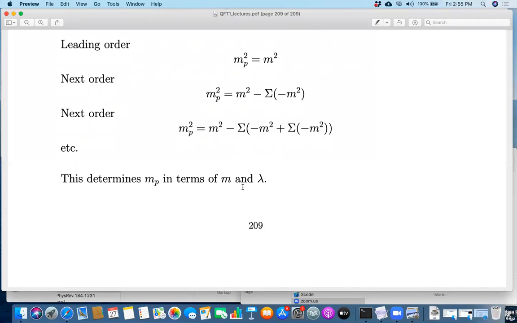If you had a finite theory, then this would actually allow you to calculate mp in terms of the parameters of the theory. Then you start with a Lagrangian with some parameter m, and in a finite theory, this procedure will tell you systematically how to calculate mp in perturbation theory as a function of m and lambda. Okay, so I think I'll stop here. Are there questions?